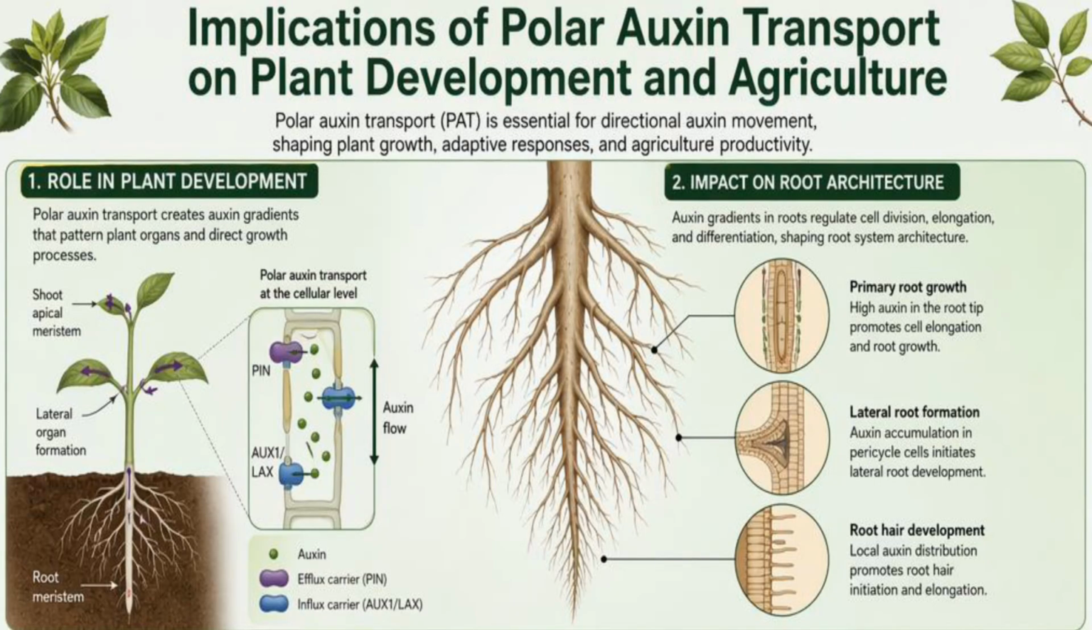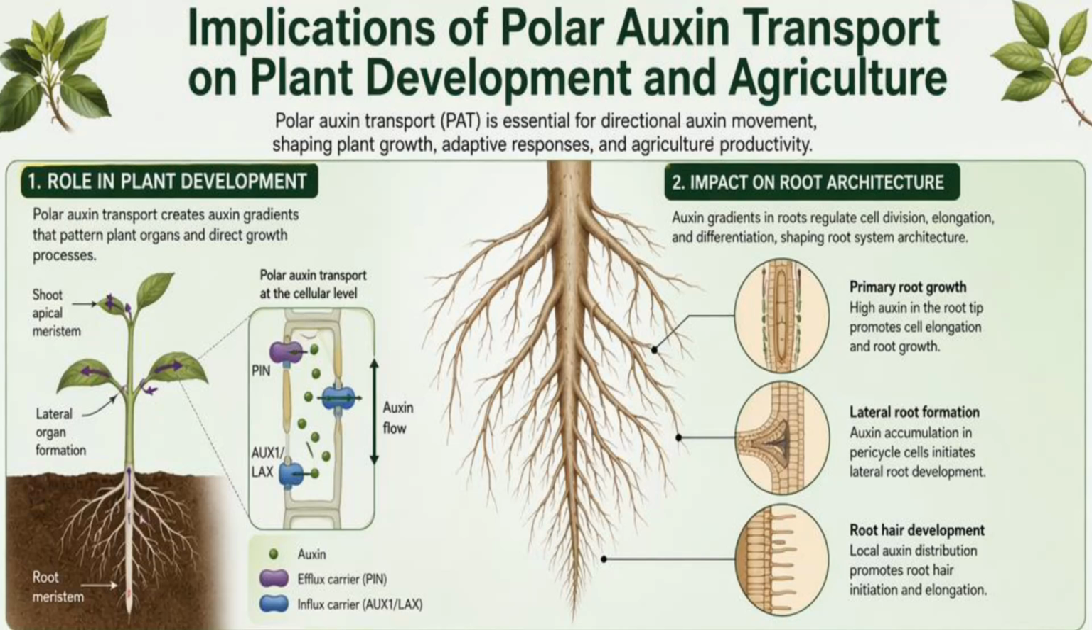We are now moving from mechanism to meaning. Why does polar auxin transport matter beyond the molecular level? This slide and the next connect our molecular understanding to whole plant development and ultimately to agricultural applications. The title captures it perfectly. Polar auxin transport is essential for directional auxin movement, which shapes plant growth, adaptive responses, and agricultural productivity.